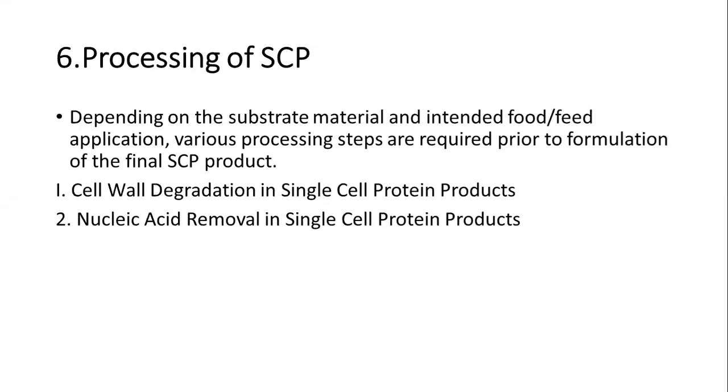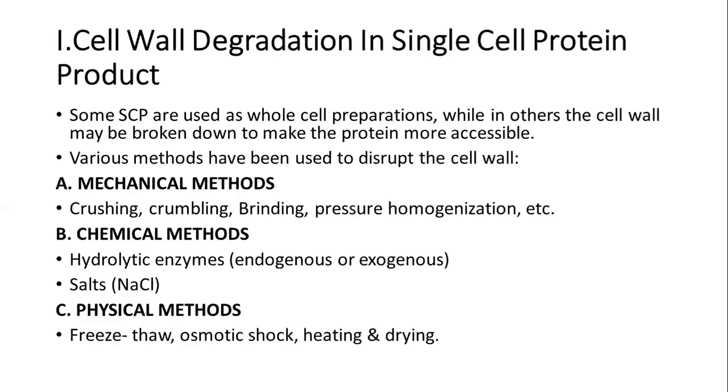Another important step in the production of SCP is the processing of SCP. This step depends on the substrate material and food applications. The two main processing steps include cell wall degradation and removal of nucleic acid in SCP production. The first is cell wall degradation in SCP production. SCP is used as a whole cell preparation, while in other cases the cell wall is broken down to make the protein more accessible.